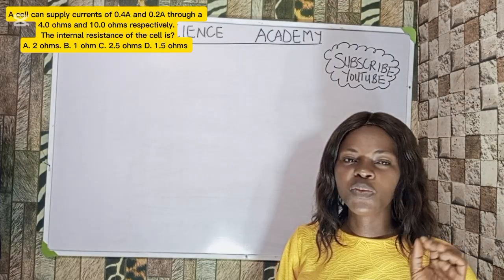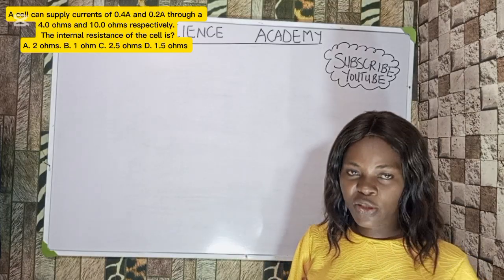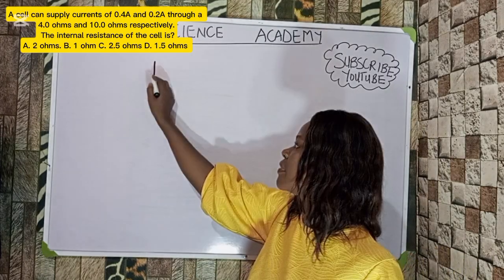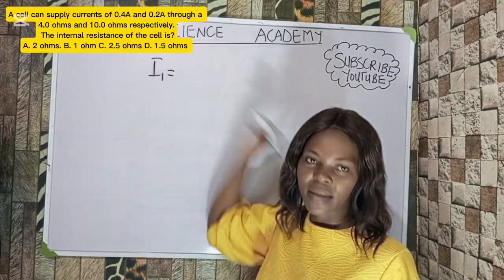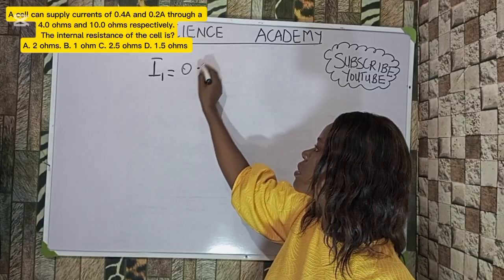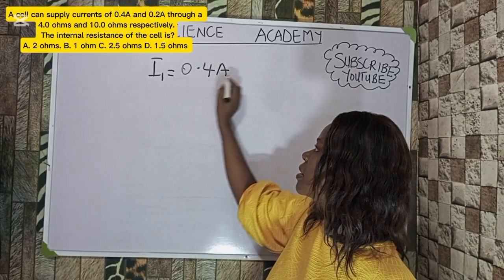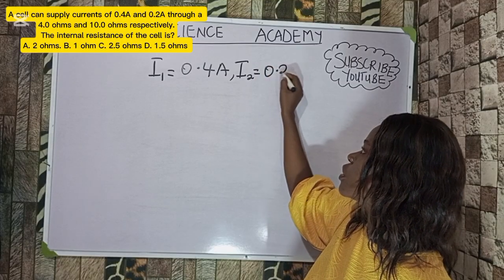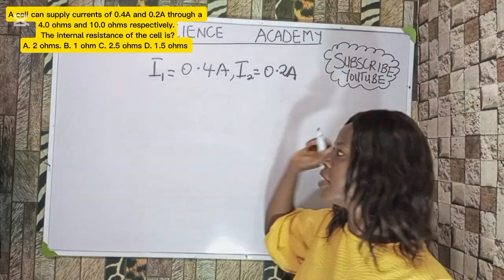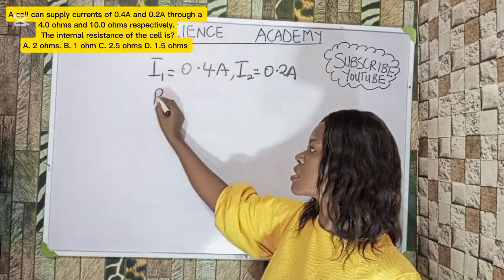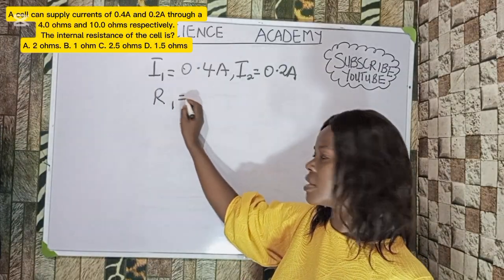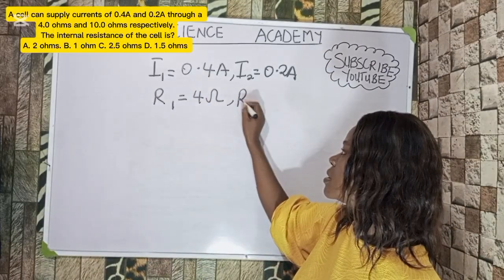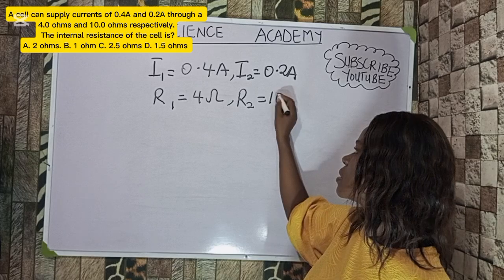So let's proceed. We're going to state the two currents that were passed through these two resistors so we can see what we're actually looking for. So let's go. We have the current 1, which is I1 equals 0.4 amperes. Now I2 equals 0.2 amperes, right? Then the external resistance, big R, the first one, is equal to 4 ohms, then the second resistance is equal to 10 ohms.